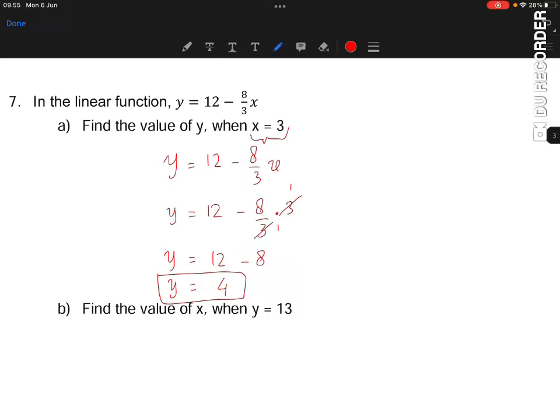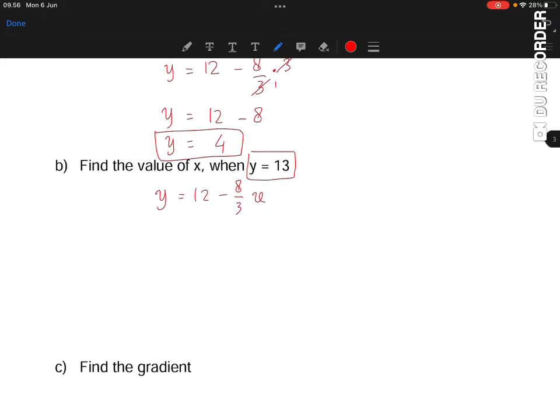Let's move on to number 7b. Find the value of x when y equals 13. Okay, so this time you need to input this 13 into your y. Just copy and paste first, and then input your value of 13 into your y. 13 equals 12 minus 8 over 3x.